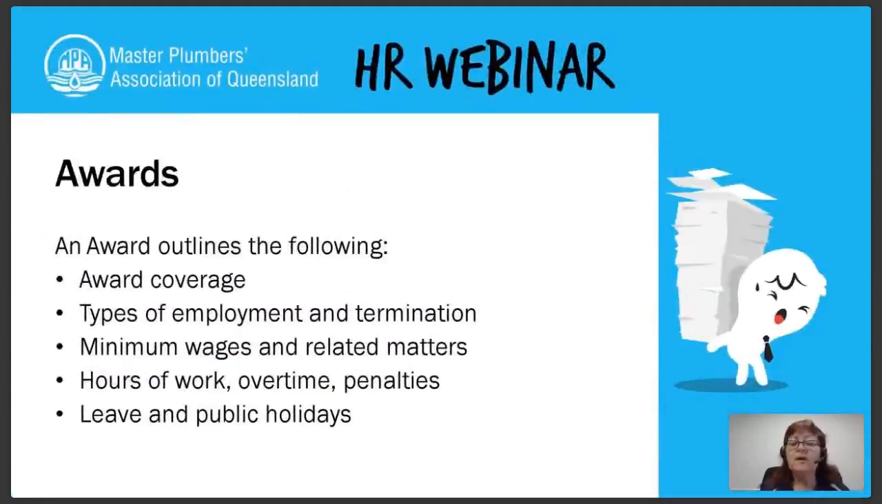So what does an award cover? The award will go through award coverage. So for example, with the Plumbing and Fire Sprinklers Award, they cover employees who are employed in the plumbing industry, including fire sprinklers. It's also good to note as well, there is no junior rates under the Plumbing and Fire Sprinklers Award.